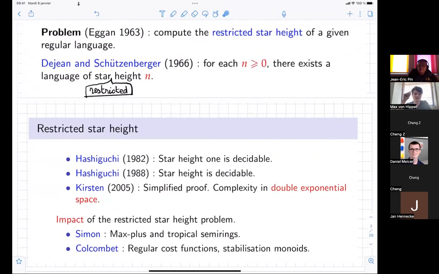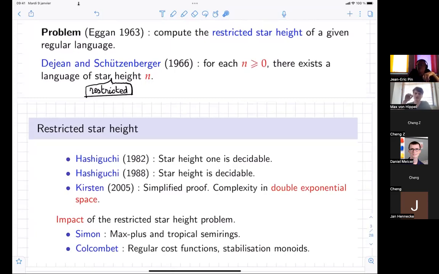Dr. Pin, in the statement that for each n there exists a language of restricted star height n, is that given any arbitrary alphabet, or is that where you're allowed to choose the alphabet beforehand? That's a very good question. Actually, the original example given by Dejean and Schützenberger involved a language on an n-letter alphabet, but you can easily transform it into a two-letter alphabet. So to be more precise, there exists a language on a two-letter alphabet of restricted star height n.